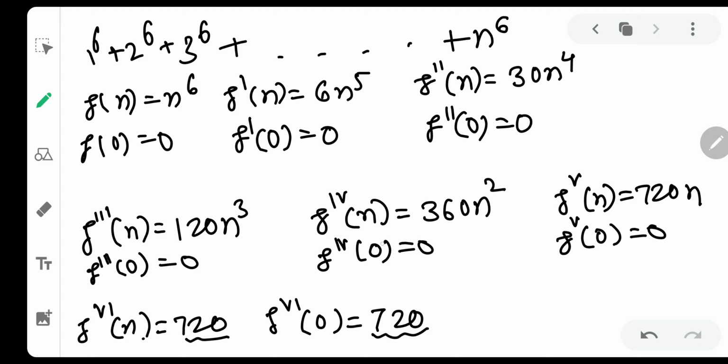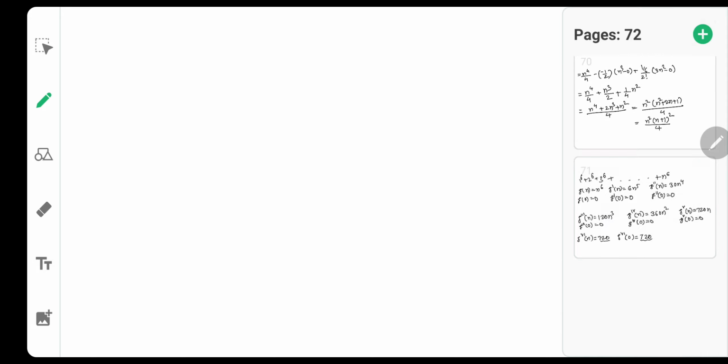f5 term, f4 term, f3, f2, f1 are all the terms which will be included, but it will be a lot easier. Let me tell you how.